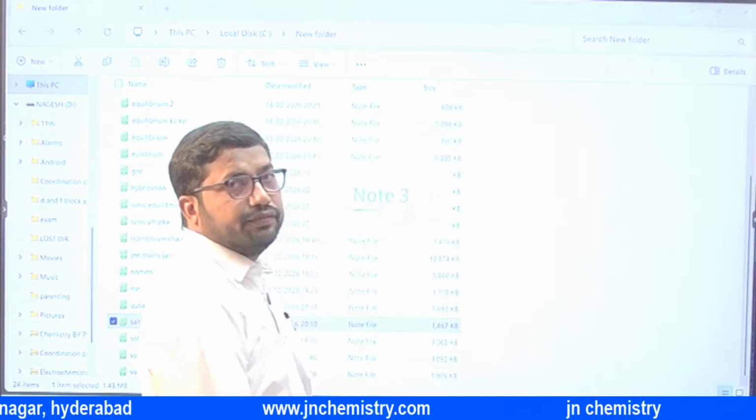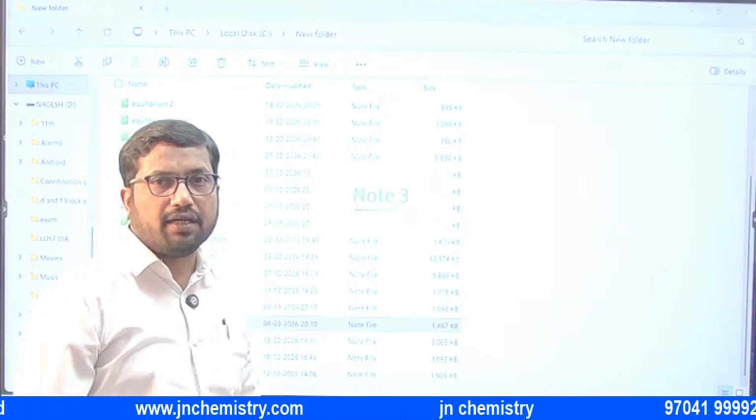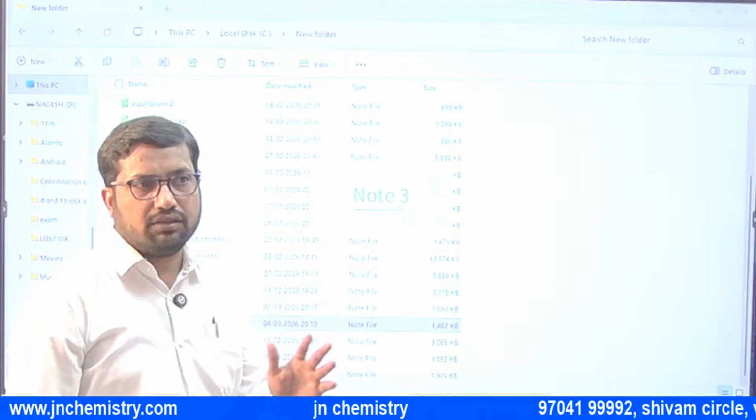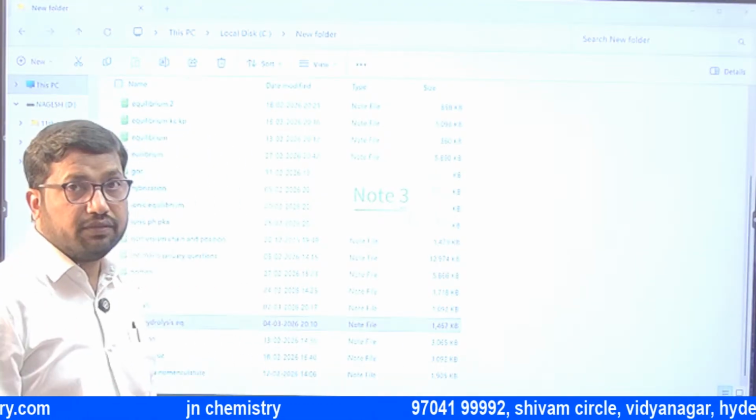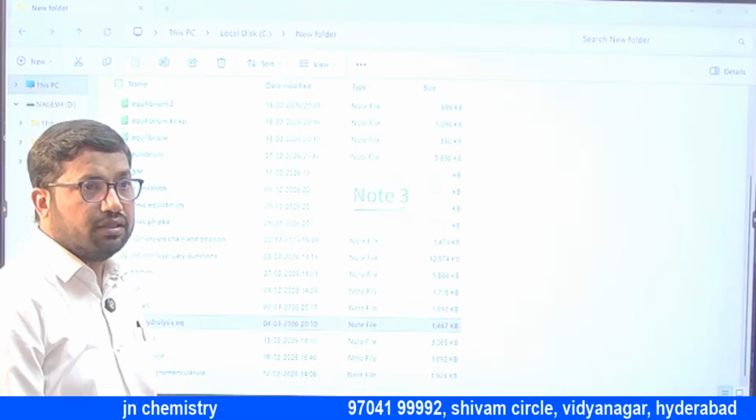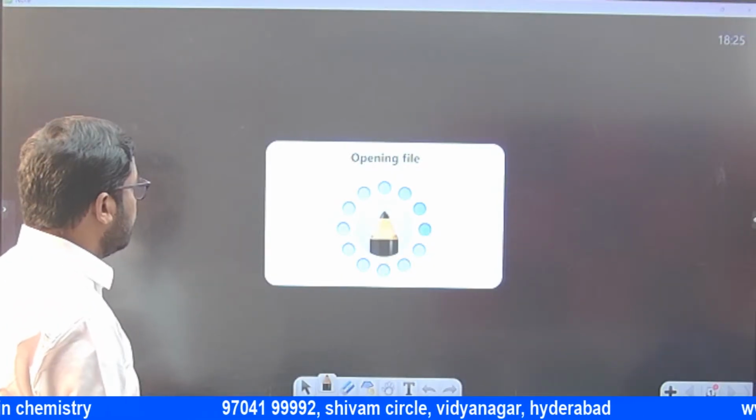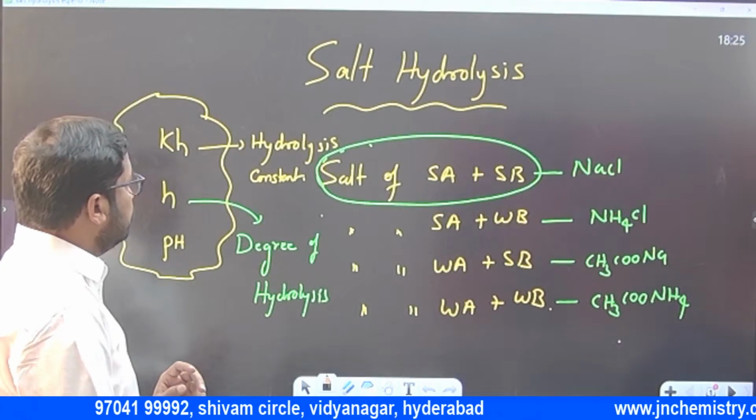Salt of strong acid, strong base, so there is no hydrolysis. Salt of weak acid, strong base, and weak acid. Right. Weak acid, strong base. We discussed yesterday, the last classes. So I'm just retrieving those things which we did yesterday.